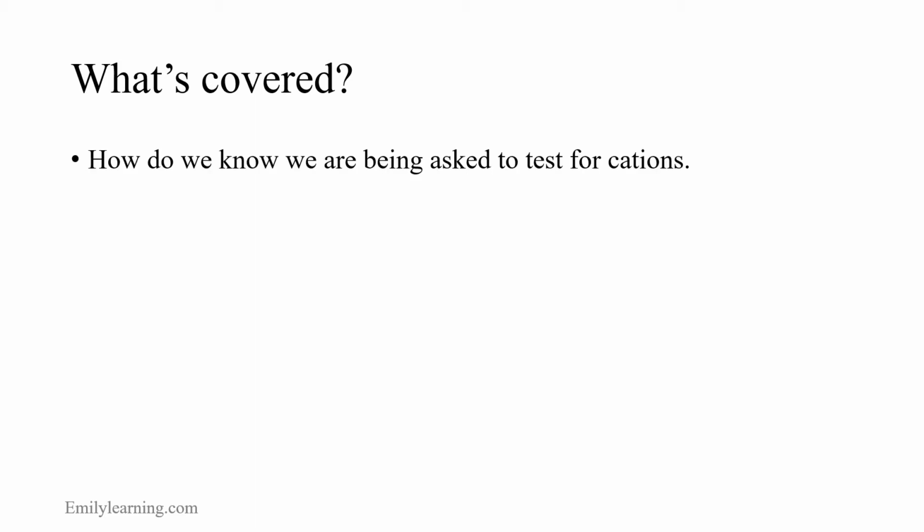So let me summarize what we will be covering in this video. Firstly, we'll be looking at how do we know from the question that we are being asked to test for cations, if they didn't write it explicitly that we are testing for cations. Next, once we know that the question is asking us to test for cations, we'll be looking at identifying whether there are two cations. Usually the question will tell you there are two cations if there are. And so we'll be looking at the QA questions, how they are structured when we are being asked to test for two cations.